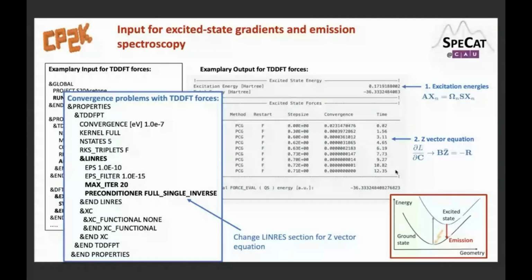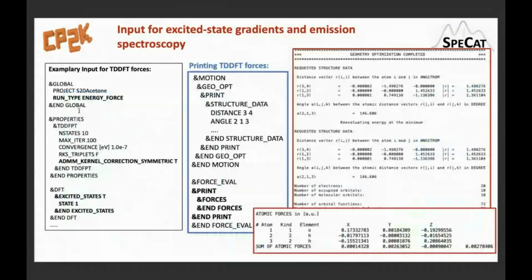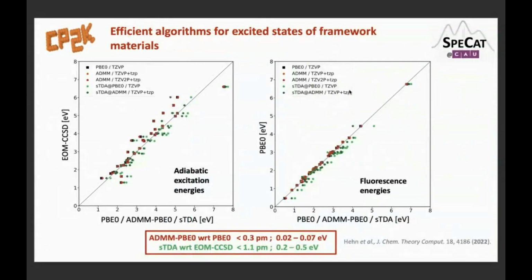This linear response, this Z-vector equation, is solved iteratively, as I said, and if you're having convergence problems, you can also include a linear section in the TD-DFT section to optimize this. As output, you will then get the atomic forces, and you can also include print statements to get more details on the geometries. And here's a benchmark that we have actually performed to compute fluorescence energies.